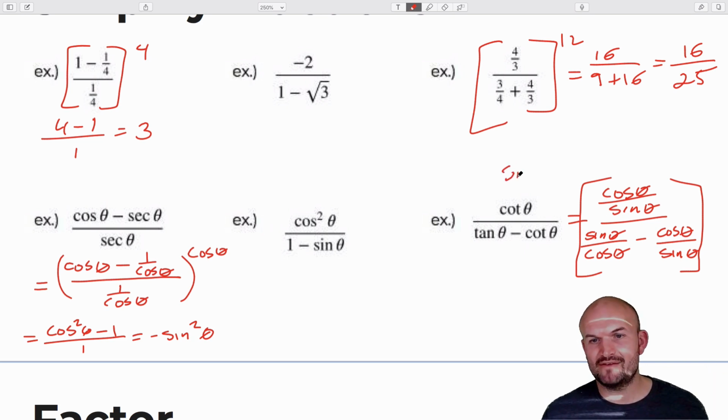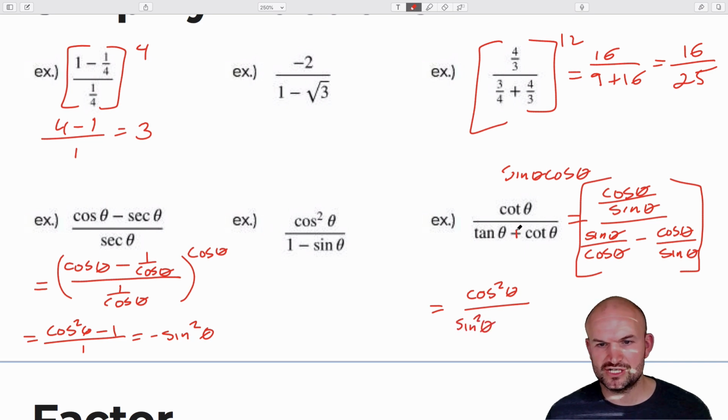So I'm going to multiply everything times the sine of theta, cosine of theta. And when I go ahead and do that, the sines will divide out, so I'll be left with a cosine squared of theta. Over here, the cosines divide out, so I'm left with a sine squared of theta.